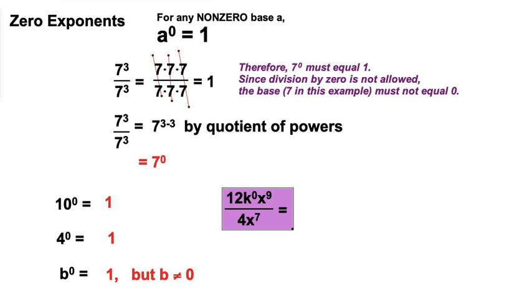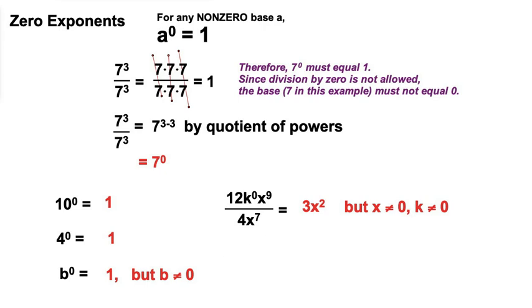Whoa, what's going on here? Well, can we work that out? Well, we can say 3x squared. And again, I've got k to the 0, which is 1. X to the, I've got a quotient here, 9 minus 7, that's x squared. And I've got 12 divided by 4, the coefficients, which gives me 3. Now again, for restrictions, since I do have a k to the 0 power and I've got an x in the denominator, I have restrictions that the k and the x cannot be 0.